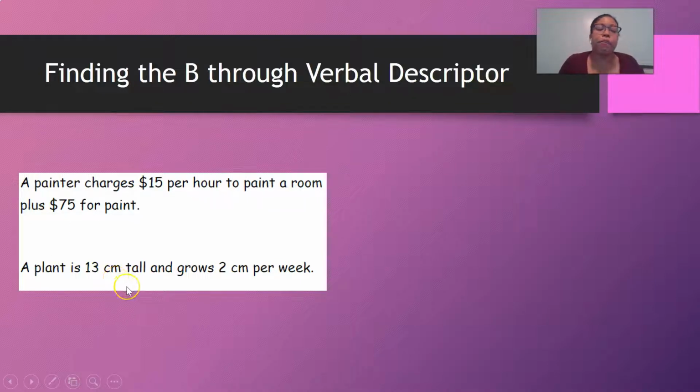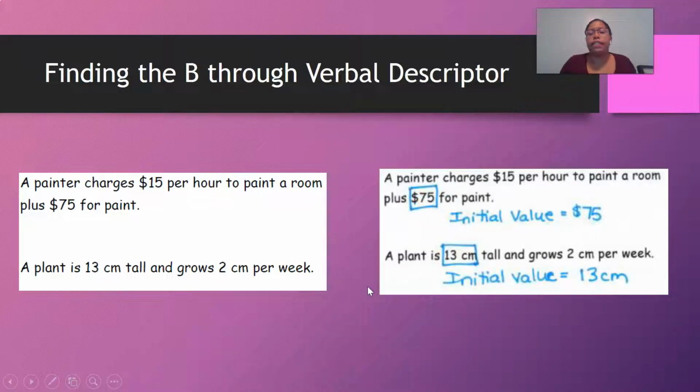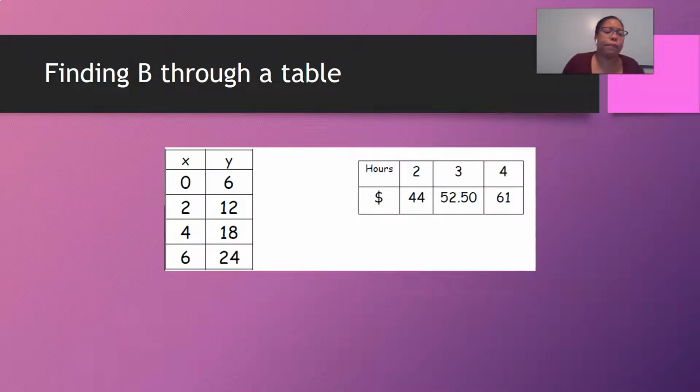The same thing goes if a plant is 13 centimeters tall and grows 2 centimeters a week. It's already 13 before I started measuring it. So that's how it started off. Therefore, 75 and 13 would be the B. And again, all we're doing is looking for the B to plug it into an equation.